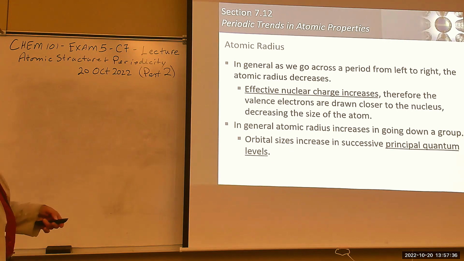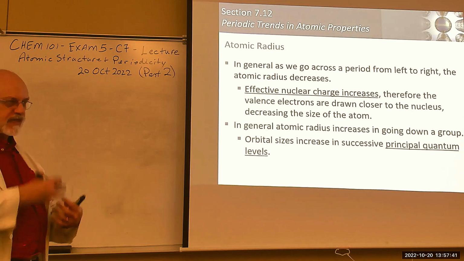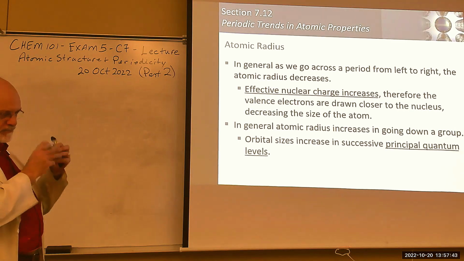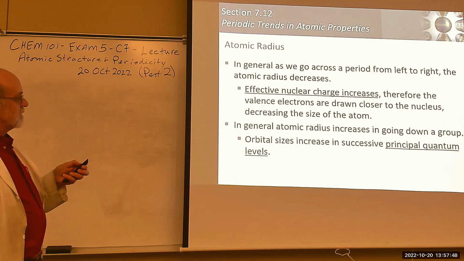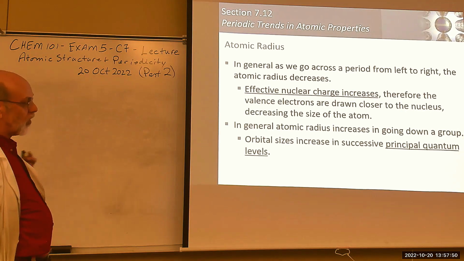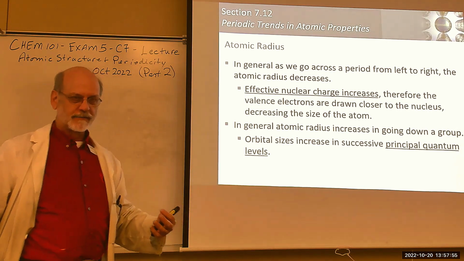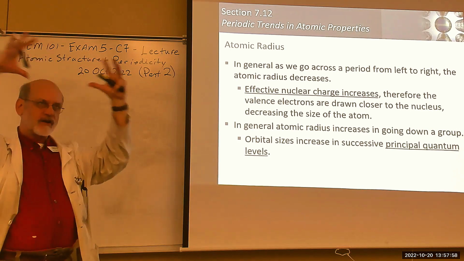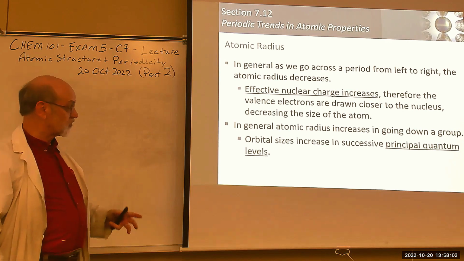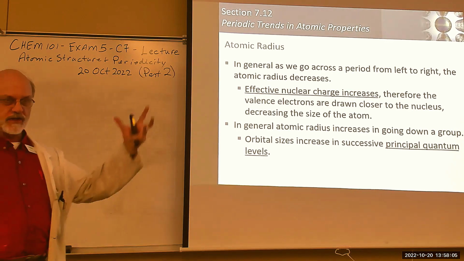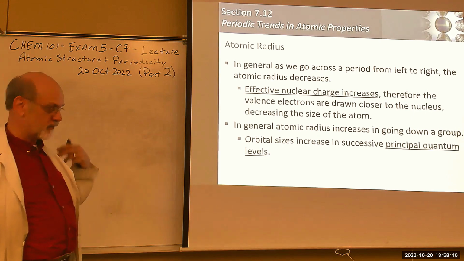Okay, so what are the trends? Well, we take values from several sources, average them together, get an idea, and build our periodic table based upon these values. And if we do, we find that across a period from left to right, the atomic radius decreases. That means the electron cloud shrinks, and it shrinks because there are more protons in the nucleus pulling on those electrons. That's your explanation from left to right.